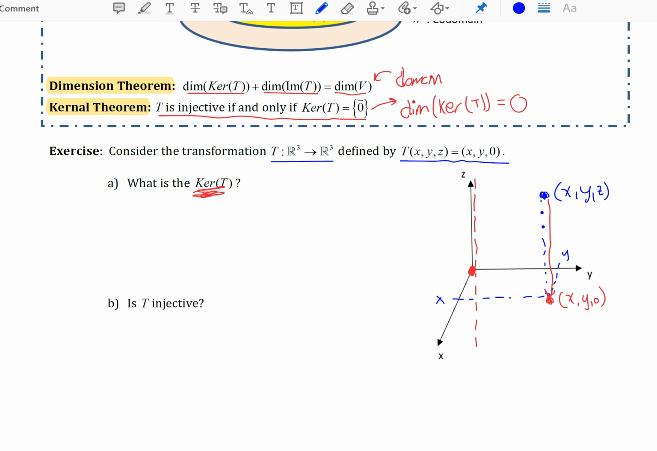In which case I want to say the kernel of T, you can say it as the z-axis, or you can say it's the set of things of the form (0, 0, alpha), such that alpha is a real number. Notice that this is an equivalent definition of the z-axis.